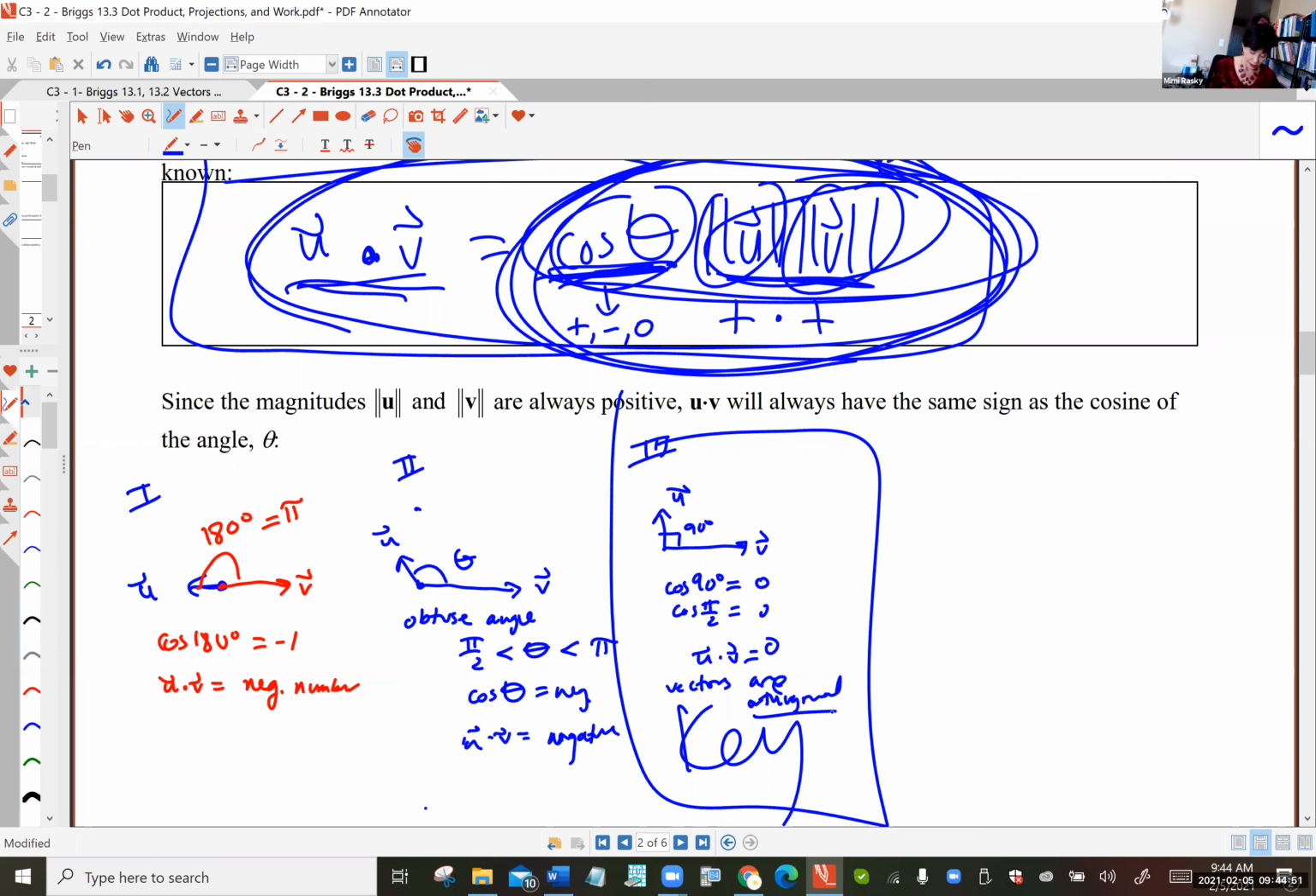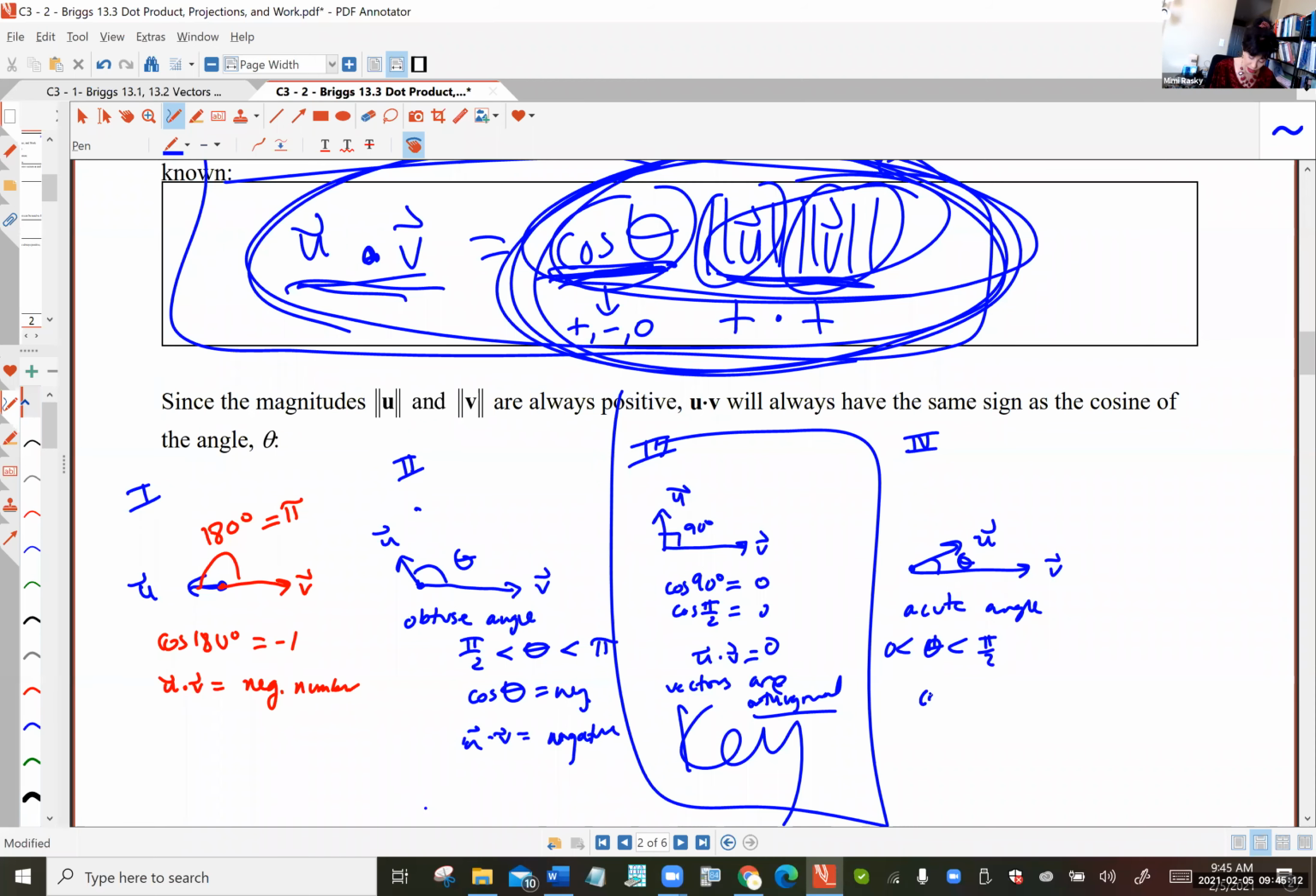Okay? Now, the fourth case is when we have an acute angle, not cute, but acute. So say U is pointing there, and let's say V is still pointing there. So let's say this angle theta is an acute angle. And that just simply means that it's greater than 0, but less than pi halves.